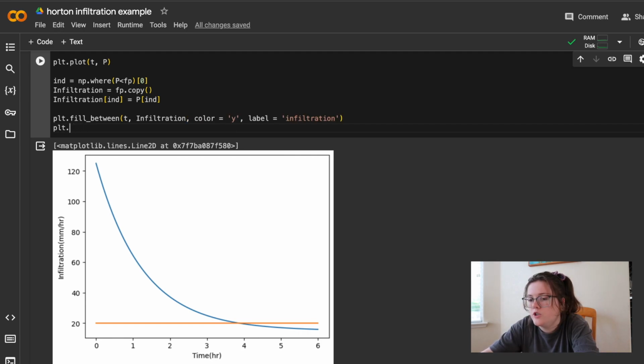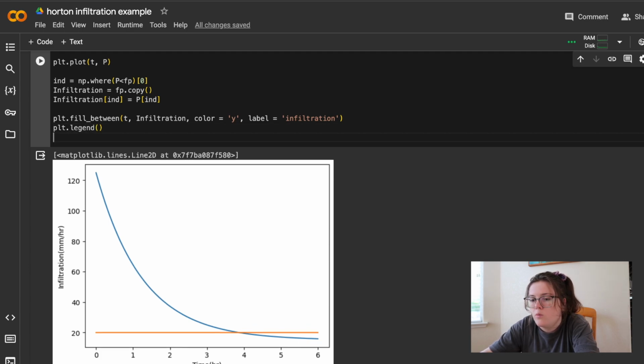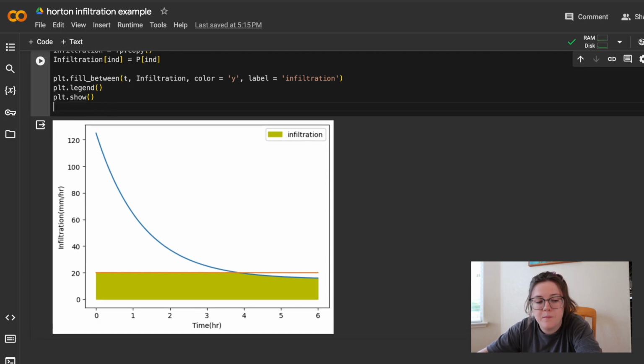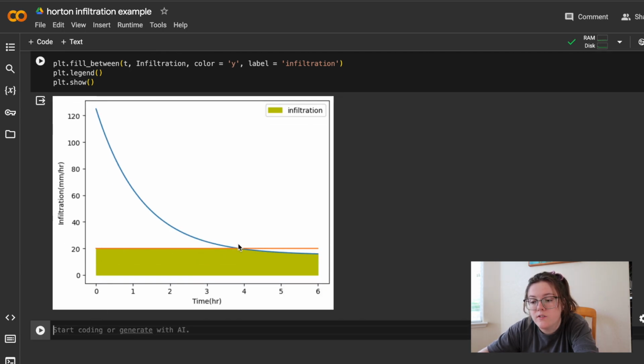I'm gonna show the legend. I'm gonna show the plot. Ew! That color is foul. It looks like puke green, but that's okay. Get over it. See how up until that point where they intersect, it's the area under the precipitation, and then after that, it's the area under that Horton curve.